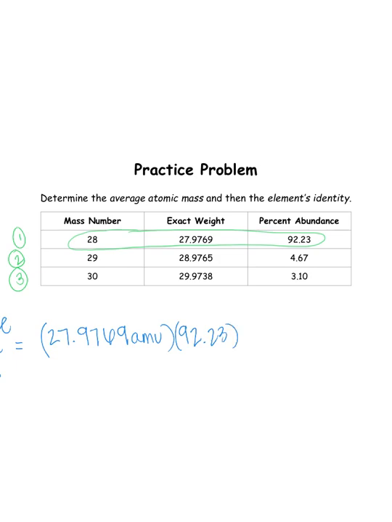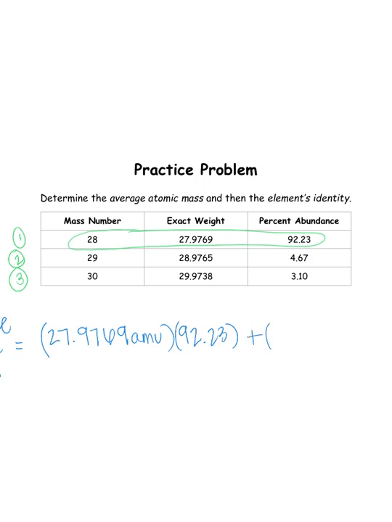92.23%, which, by the way, means that of these 3 isotopes, the first one is by far the most commonly occurring, since 92% of all of the isotopes, or atoms, I should say, of this element are of the first isotope's mass of 28.